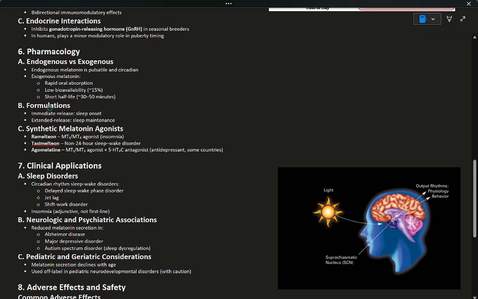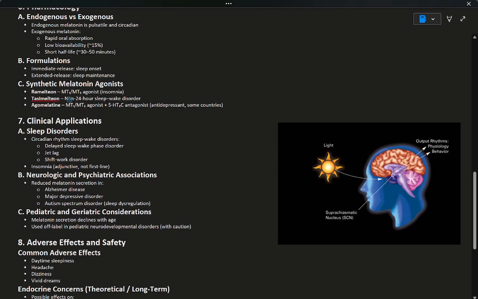So regarding its formulations, there can be an immediate release formulation, which should be taken for sleep onset, and then extended release formulation, which is more useful for sleep maintenance. We also have synthetic melatonin agonists like Ramelteon. So these are your melatonin 1 and melatonin 2 receptor agonists. It is useful for treating insomnia.